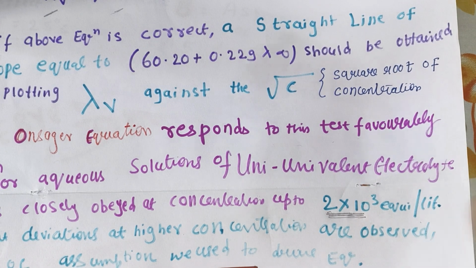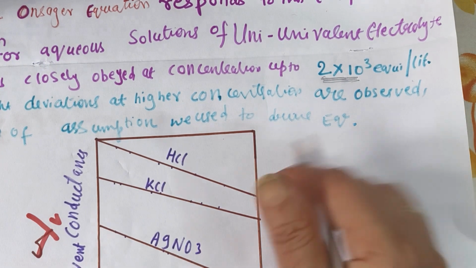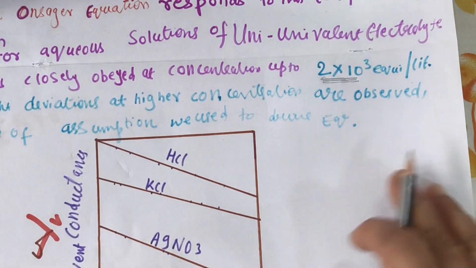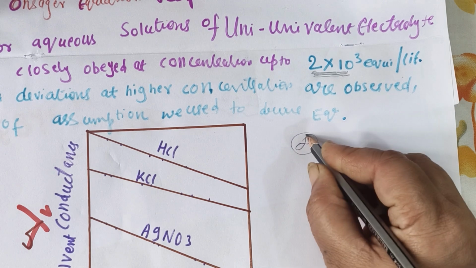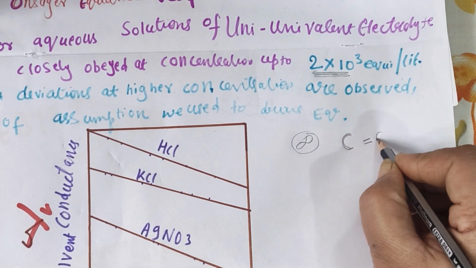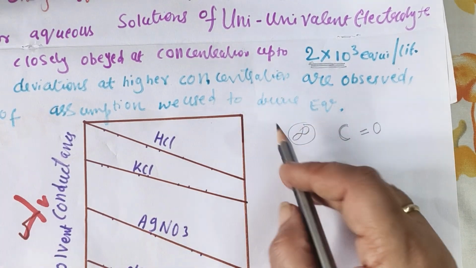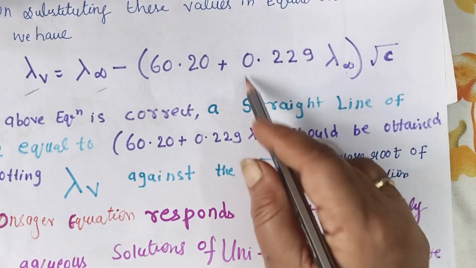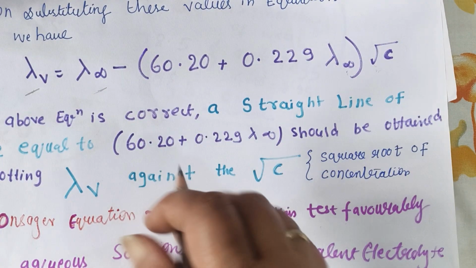it is closely obeyed at concentrations up to 2 into 10 to the power minus 3 equivalent per liter. But if we increase the concentration a lot, then it will deviate. And we can say that if the solution is at infinite dilution, the concentration c will be 0. Okay, and then the second term on the right hand side of the equation becomes negligible, and lambda v approaches lambda infinity as expected.